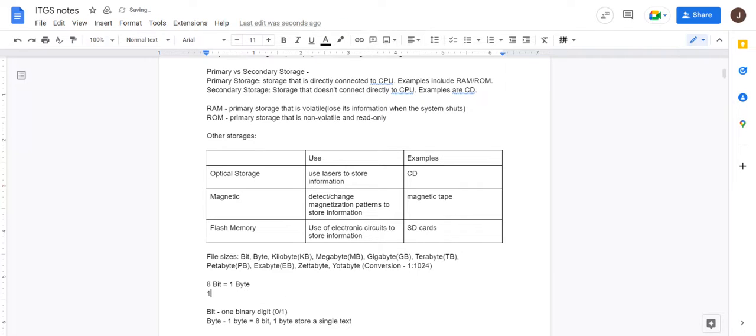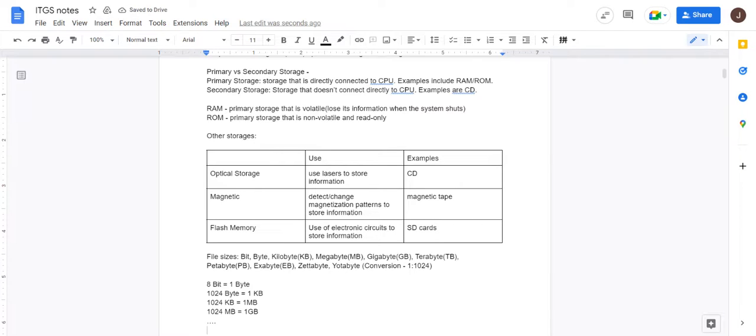For the other units, 1024 bytes is equal to 1 KB. 1024 KB is equal to 1 MB. 1024 MB is equal to 1 GB, etc., etc.